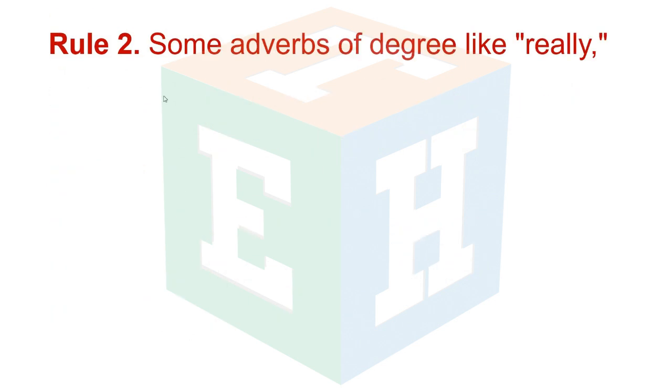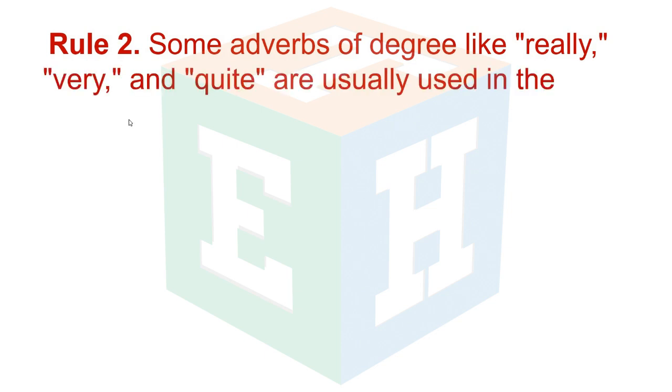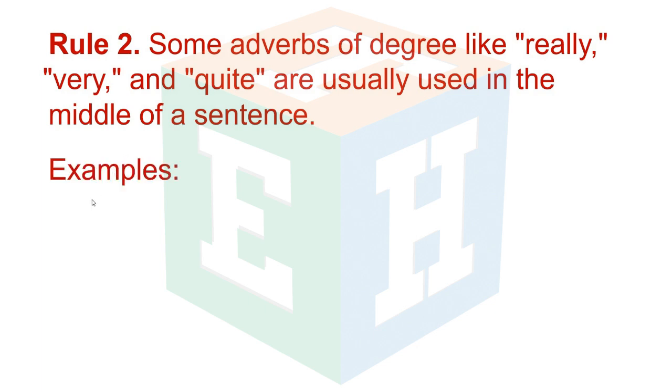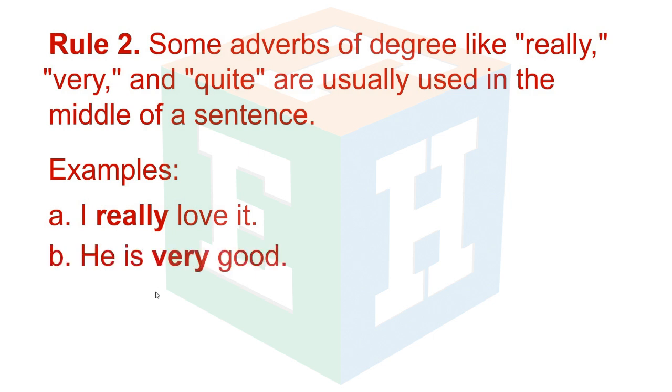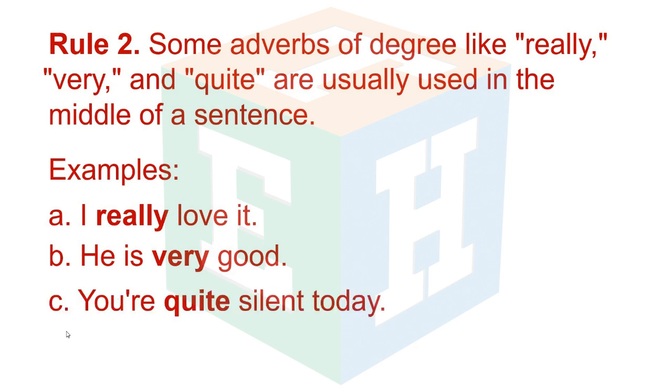Rule 2. Some adverbs of degree like really, very, and quite are usually used in the middle of a sentence. Examples: A. I really love it. B. He is very good. C. You're quite silent today.